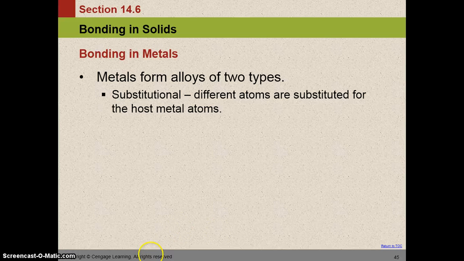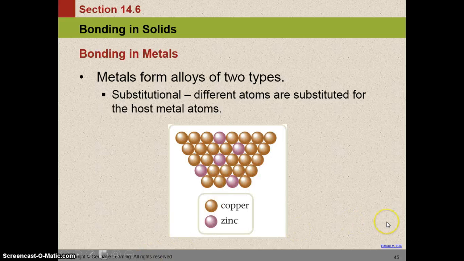So a substitutional alloy is when you take different atoms that get substituted for the host metal. In this case, we have copper atoms and zinc atoms, very similar in size, and you notice that the zinc has been put in as a substitute for copper, and this is called a substitutional alloy.